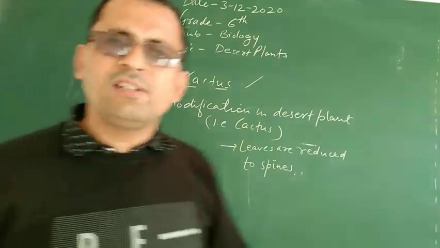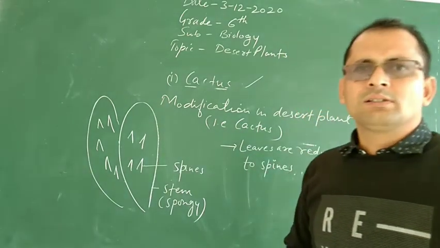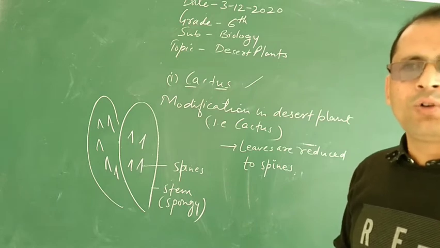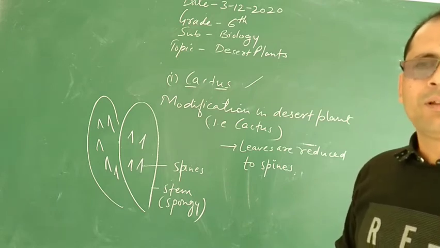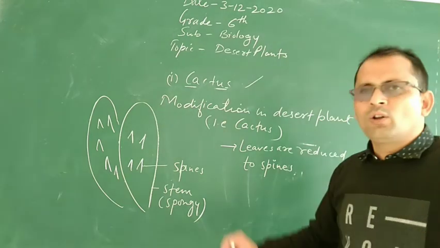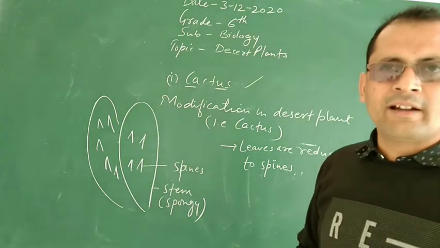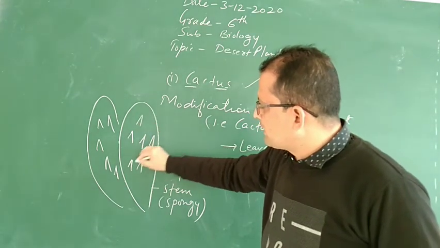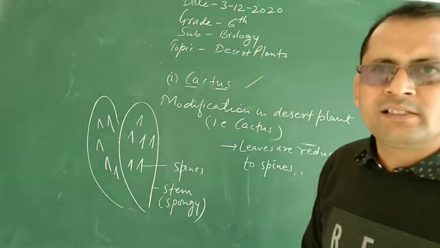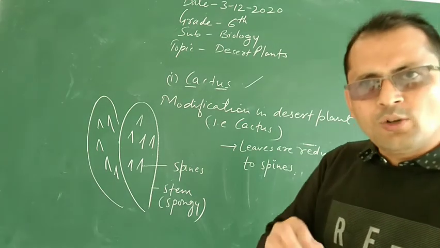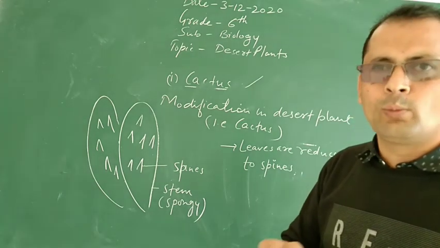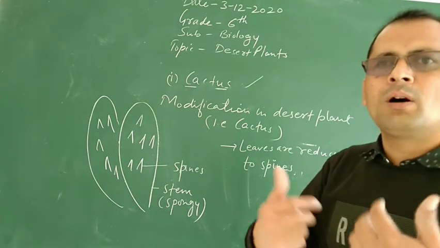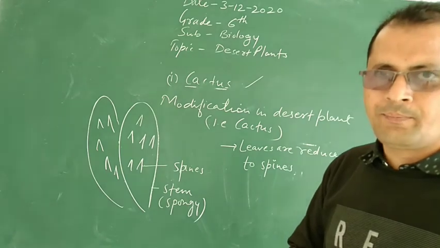So why are they changed into spines? Because in the desert the amount of water is very less. So to reduce the loss of water from the body of the cactus plant, their leaves have changed into spines. The meaning of spines is कांटे. उनकी जो पत्तियां हैं वो किसमें चेंज हो गई हैं? कांटों में. ऐसा क्यों हुआ है? ताकि उनमें से कम अमाउंट ऑफ वाटर क्या बाहर आए.